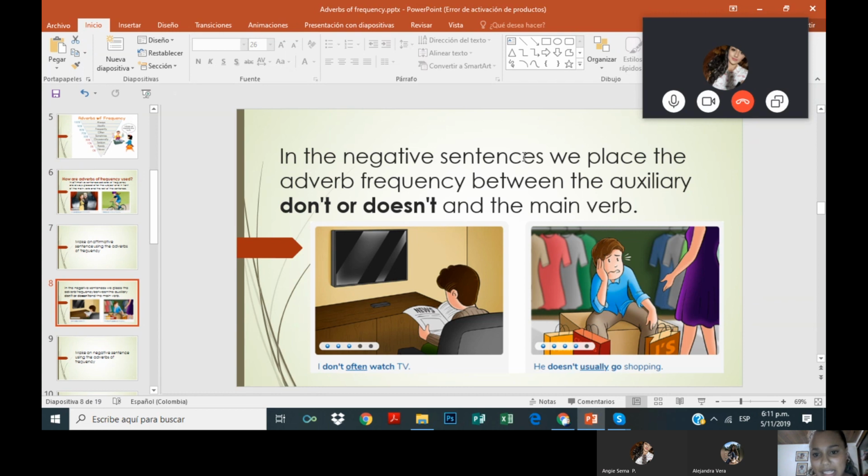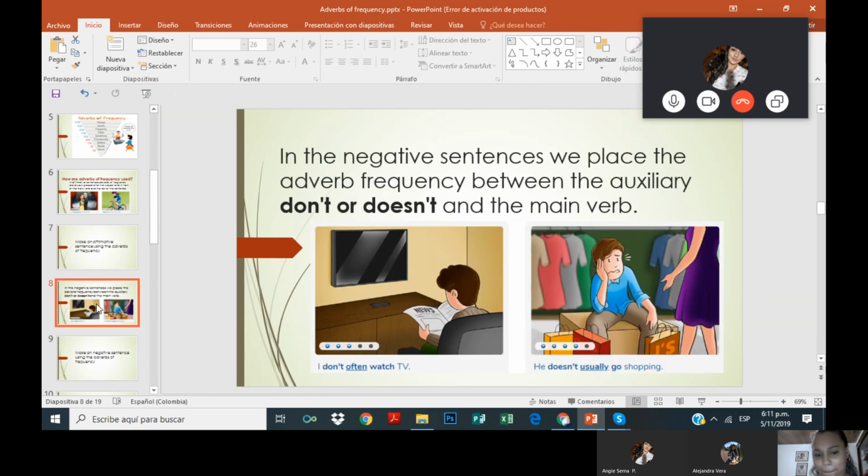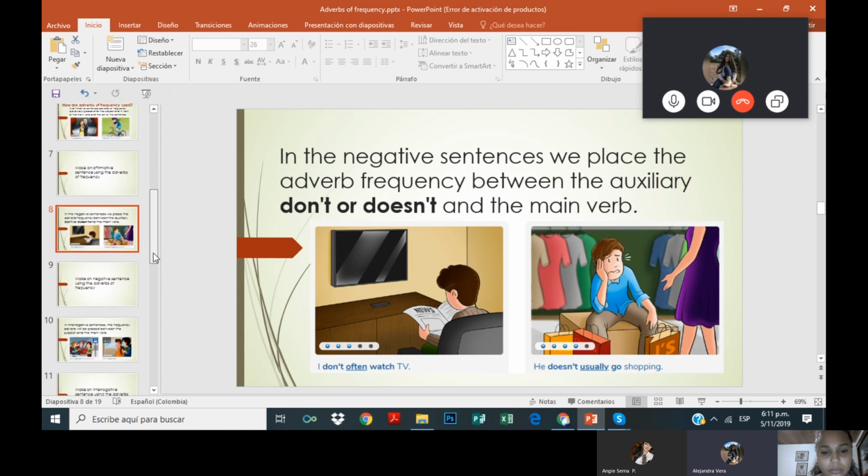In the negative sentence, we place the adverb of frequency between the auxiliary don't or doesn't and the main verb. For example, I don't often watch TV, or he doesn't usually go shopping. Angie and Alejandra, make a negative sentence using the adverb of frequency, please. Alejandra. Okay.